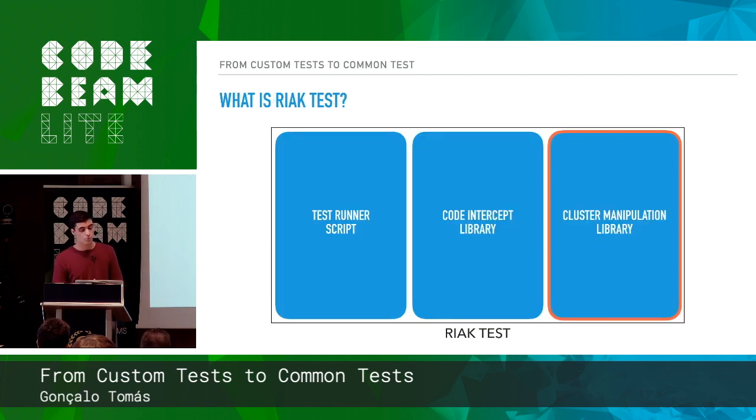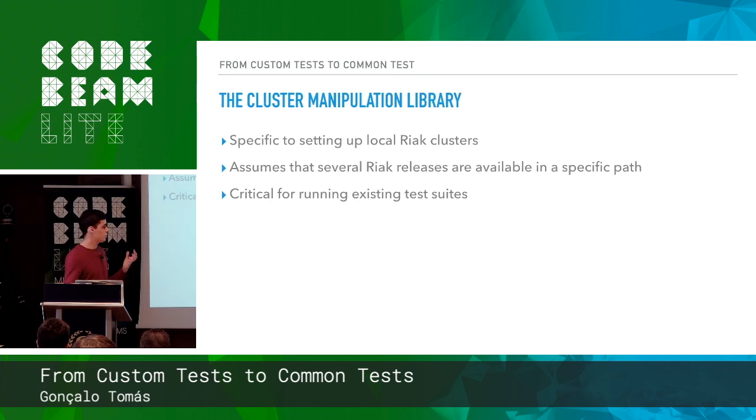Okay, so that wraps it up for the code intercept library, and now we have the cluster manipulation library. This isn't particularly interesting for the context of this talk. This library is basically used for setting up and tearing down local Riak clusters. It's critical for running the test suites that are inside Riak Test, but outside of it, it's not really that useful for other people.